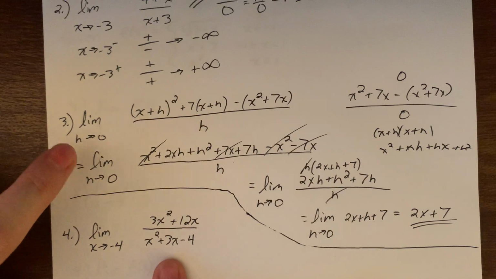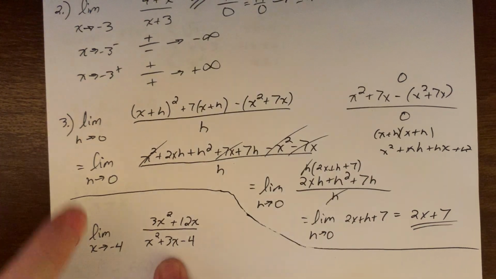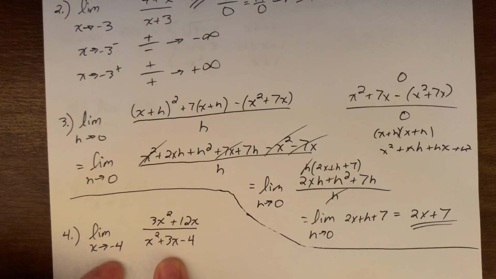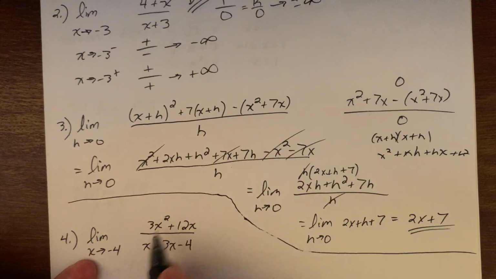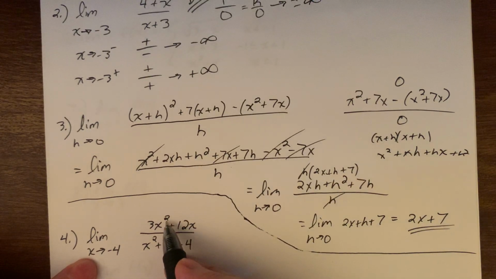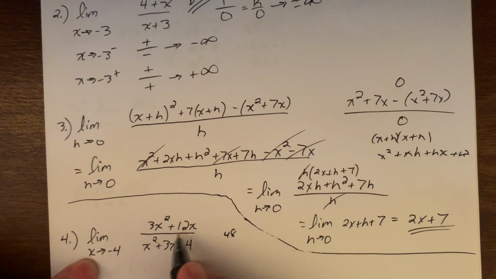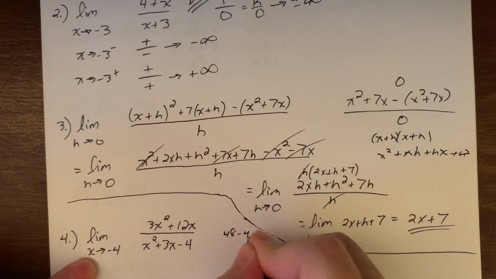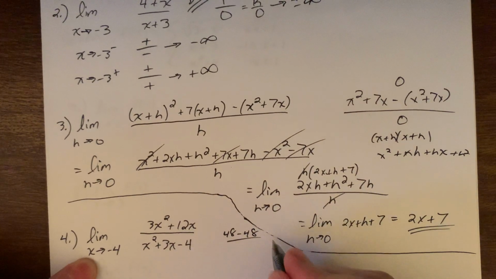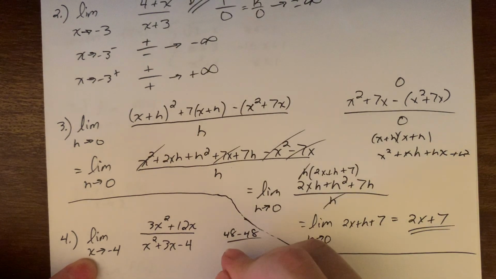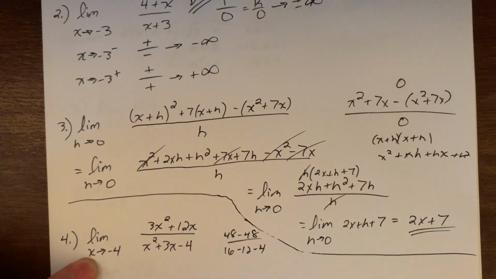So you don't want to ignore this. You do want to get some practice with these. But again, back to some of the more common ones. Now x is going to -4. So again, I plug it in. -4, order of operations, everybody, be careful here. -4 squared is 16, times 3 is 48. 12 times -4 is -48. So there's a 0. And in the bottom, 16 minus 12 minus 4.